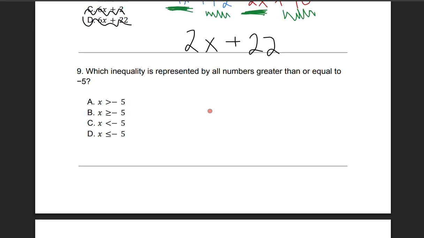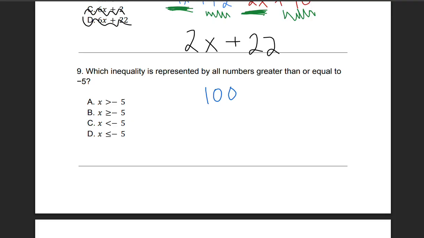Question number 9. Which inequality is represented by all numbers greater than or equal to negative 5? All numbers greater than or equal to negative 5. When you are completing questions like this on the CLT, I recommend that you plug in, if you don't truly understand the vocabulary and the terms used with the question, to see what works. So a number greater than or equal to negative 5. So we just have to think, well, what's a number greater than negative 5? Think of the first number that comes to your head. It might be a little bit crazy. Well, let's say 100. 100 I know is greater than or equal to negative 5.